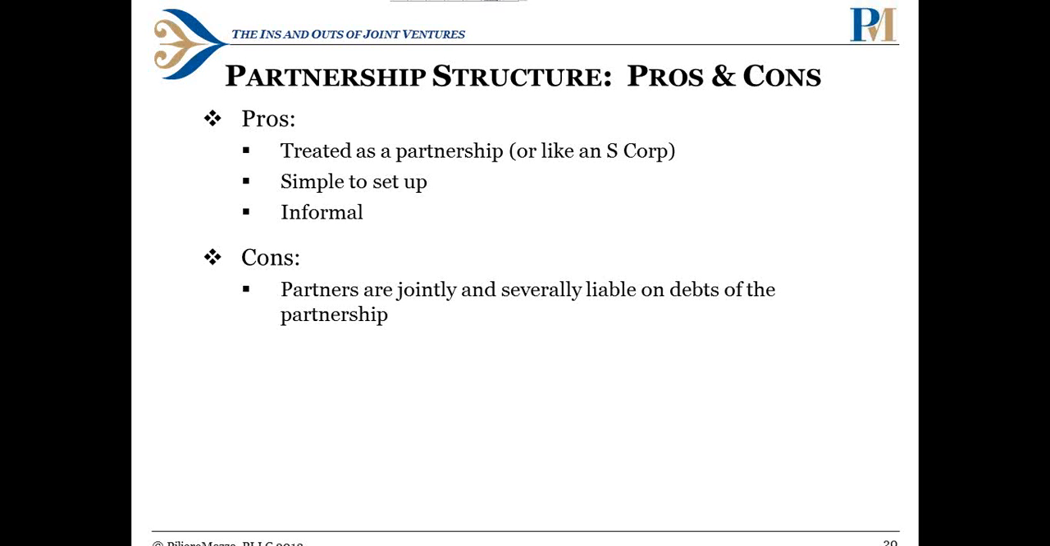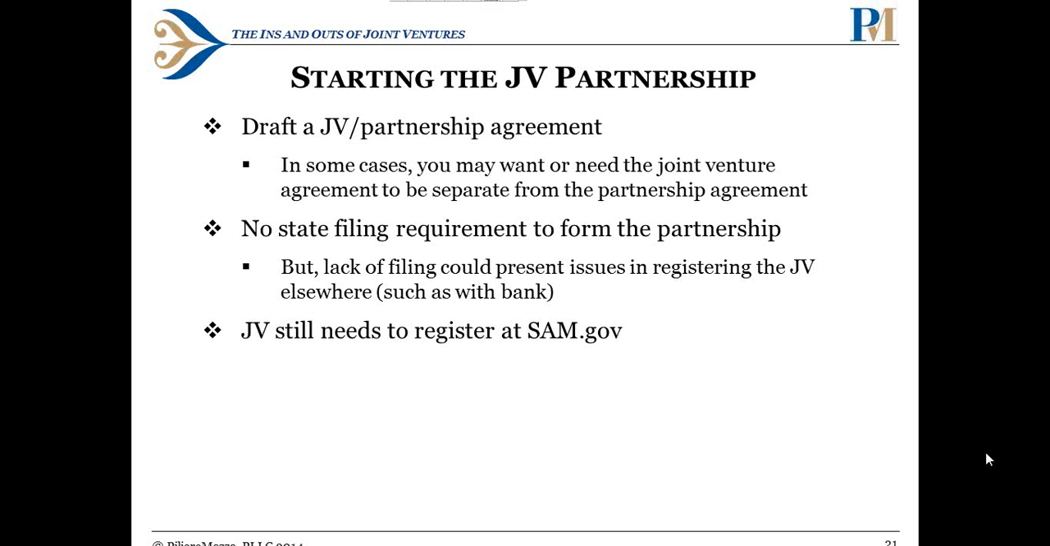On the con side, the partners are jointly and severally liable for the debts of the partnership. They're also jointly and severally liable for any actions of their partners, including criminal actions. So if you decide to pick this partnership structure versus the LLC, you better make doubly sure that you vet your partner. And I like to say it depends upon the type of work that you're performing and whether or not you're populating that joint venture. You have to look at the total picture before you decide whether to have the partnership structure or the LLC.